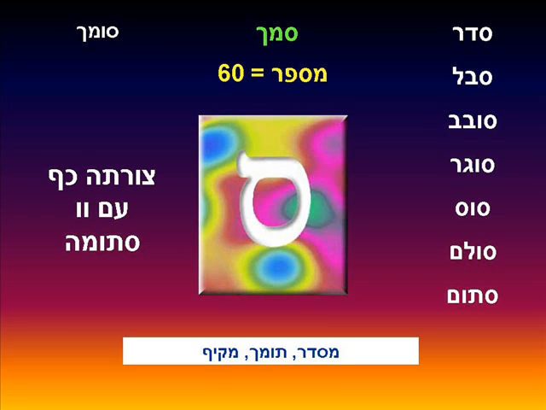Support. We ride on a horse. We don't ride on turkeys. Right? We ride on a horse. A horse can carry us. A horse is called a sus because it can support us. It can carry us. Therefore it has a samach in the beginning and at the end.